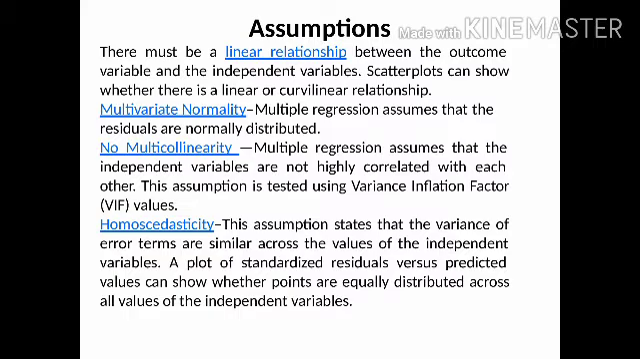Another assumption is multivariate normality. Multiple regression assumes that the residuals are normally distributed. Residual means the error term, that is, the difference between the observed value and the predicted value is considered as the error term. That error should follow a normal distribution.